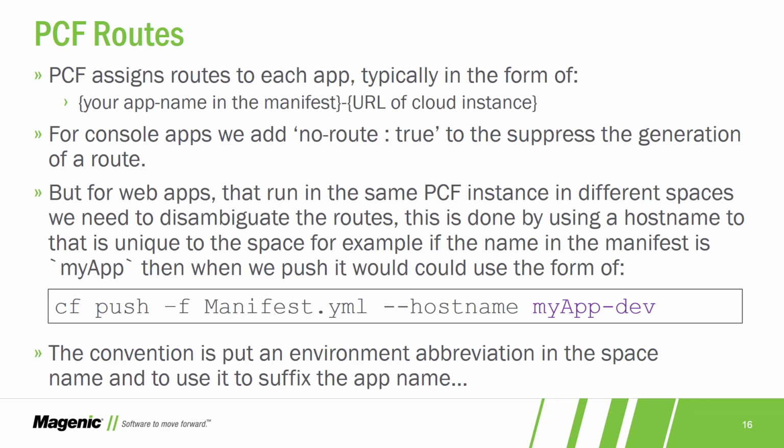So we should say a few words about routes. For web apps and web services, anything that needs a URL, by default, PCF generates a route. So it takes the app name in the manifest, or it infers the app name if you don't have a manifest, and then each instance of PCF has a unique URL cloud suffix. So for example, your cloud suffix might be my PCF instance 01 hyphen my domain, blah, blah, blah.